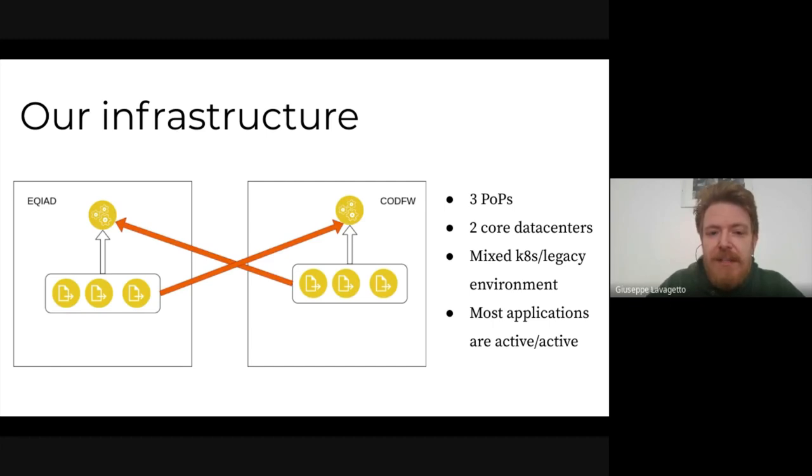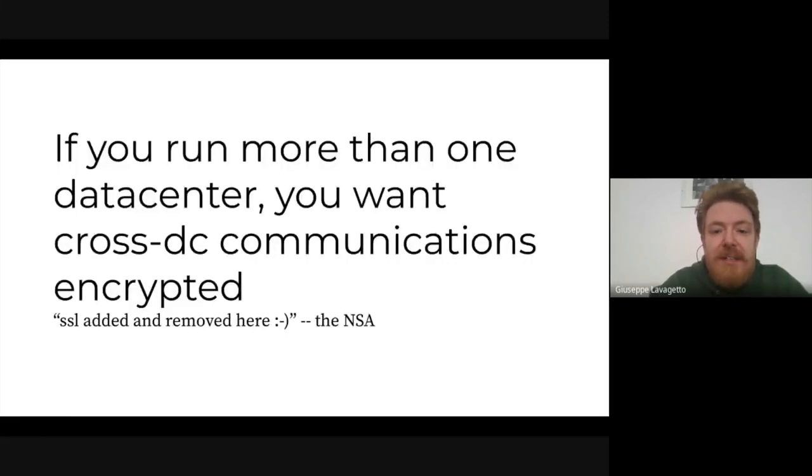And this means that while we encrypted a long time ago the traffic between the edges, the caching POPs, and the main data centers, we didn't encrypt the traffic between applications, which means that this traffic cross data center was going in the clear. Now, if the last 10 years taught us anything, it is that if you run more than one data center, you really want the communications across data centers to be encrypted, because that makes the life of state nation actors harder when they want to snoop on the data of your users.